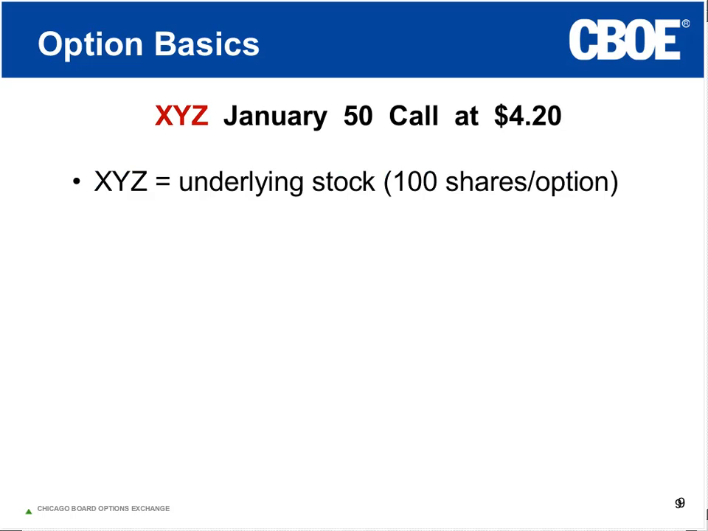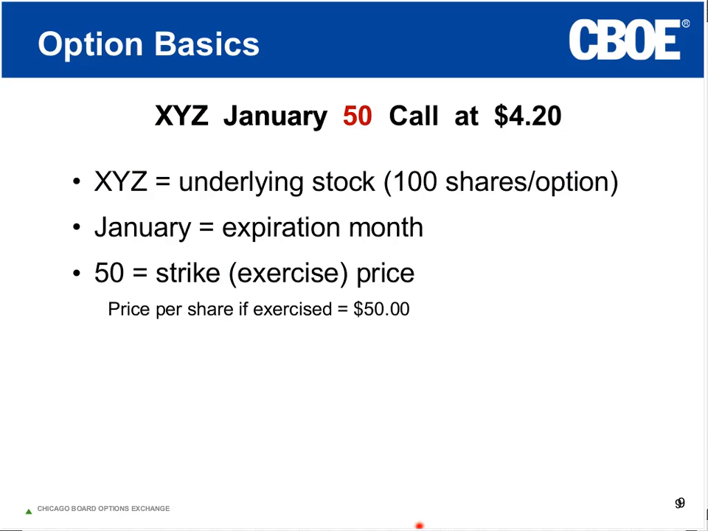Don't try to pull up a quote for XYZ. It's what I refer to as a teaching stock, just a generic symbol that we use when we're doing introductory classes on options. Now January is the expiration month. You also might see that shortened to JAN. 50 in this case represents the strike price or exercise price.